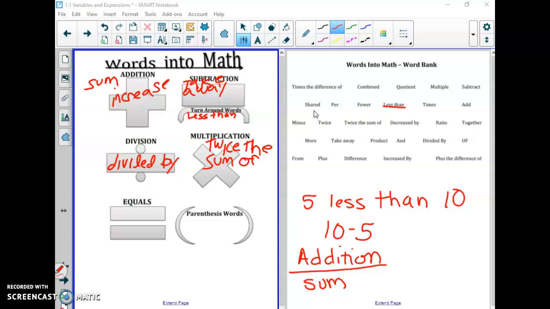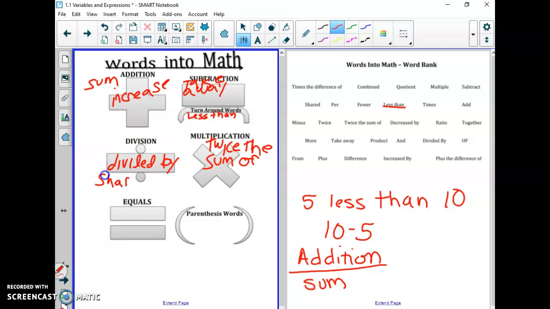Not subtraction. On the same track though. Julia, do you know? If I said I have 20 cookies shared with 5 friends, what kind of problem would that be? Adding, subtracting, multiplication, and division. We said it's division. Julia's right. Julia said division, and that's correct. So we're going to put shared into the division section.